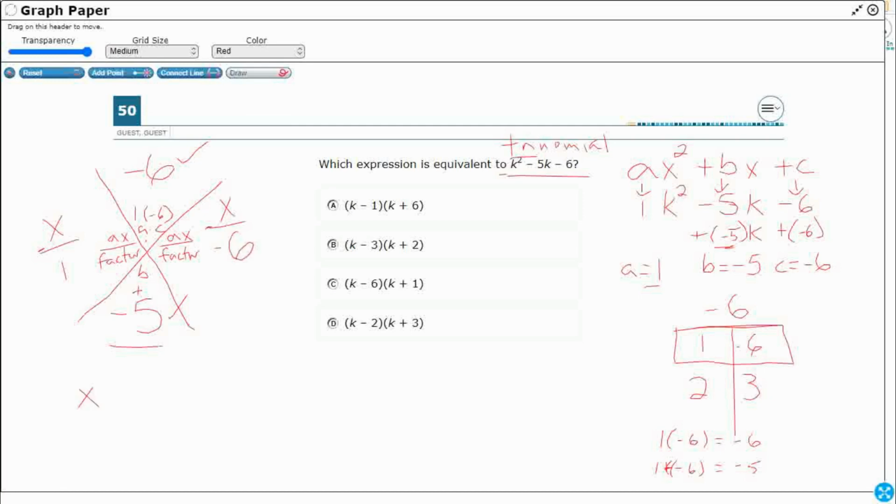So I simply write x plus 1, and then x minus 6. And since they're not x's, they're really k's, I can just rewrite it like that. K plus 1, k minus 6. And if we want, we can FOIL it out, right? K squared minus 6k plus k minus 6. Those become a minus 5k. So we get back to what we started with. And so we see that our answer here is going to be C.